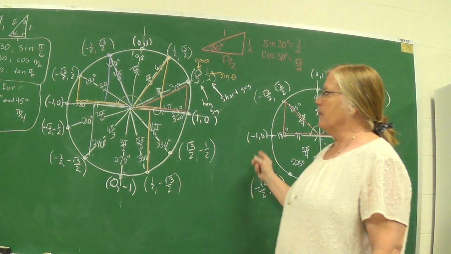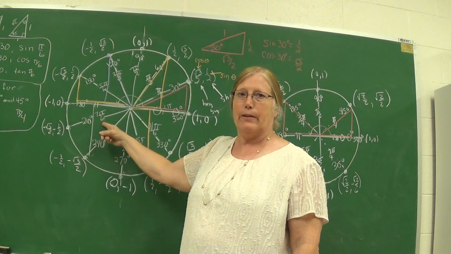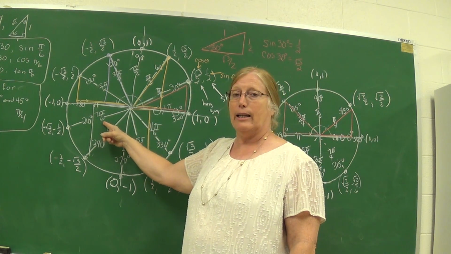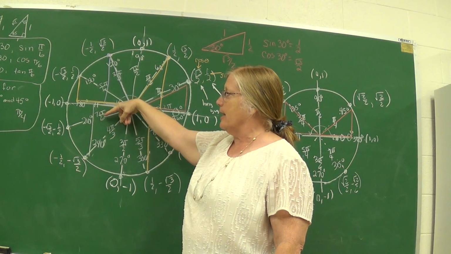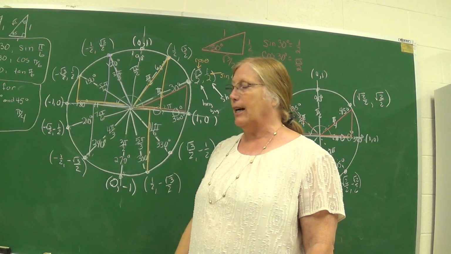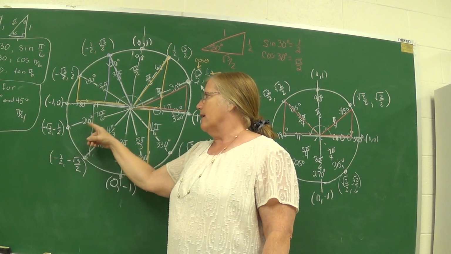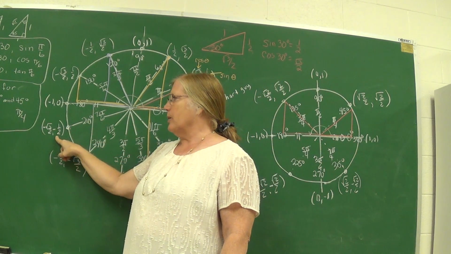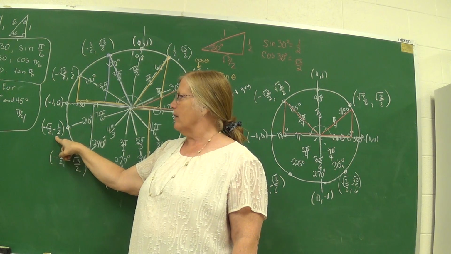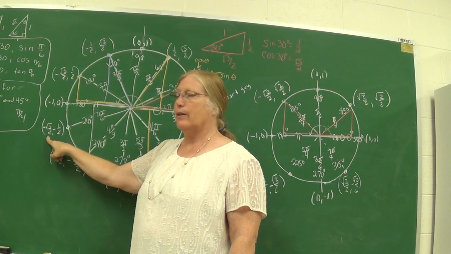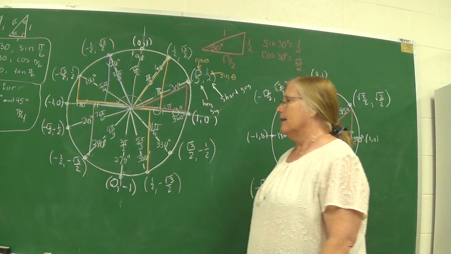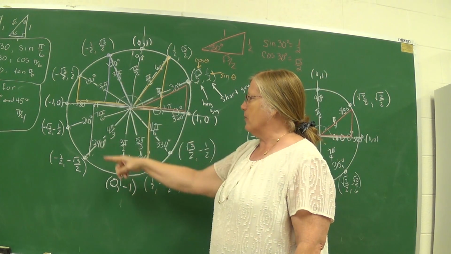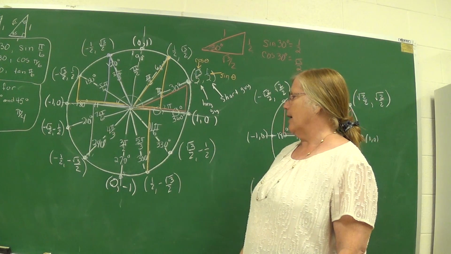So I can point to this one, 7 pi over 6 is the radian measure of the angle that starts here and ends here. The sine of that is the second coordinate, negative 1/2. The cosine of that is the first coordinate, negative square root of 3 over 2. So any of the places on the unit circle can be done as well.